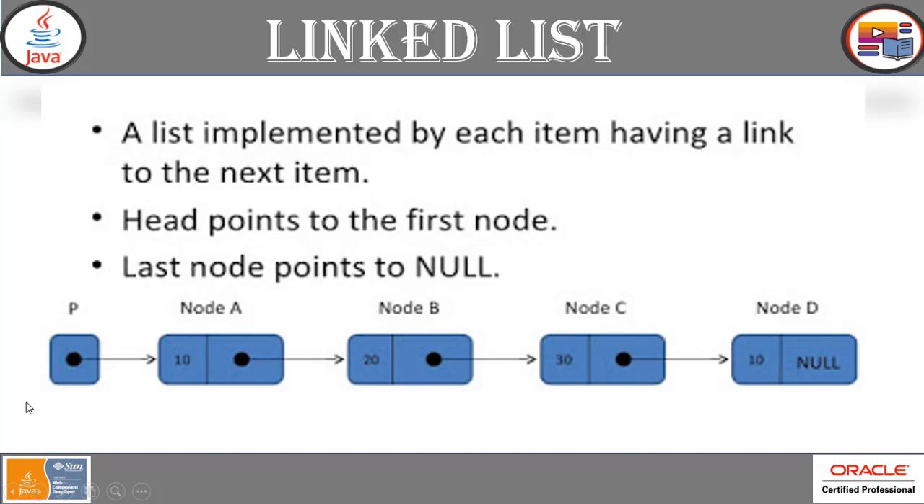Head points to the first node and that shows the start of the list, and the last node points to null. When the pointer or the reference is mentioned as null, that means the end of the list.